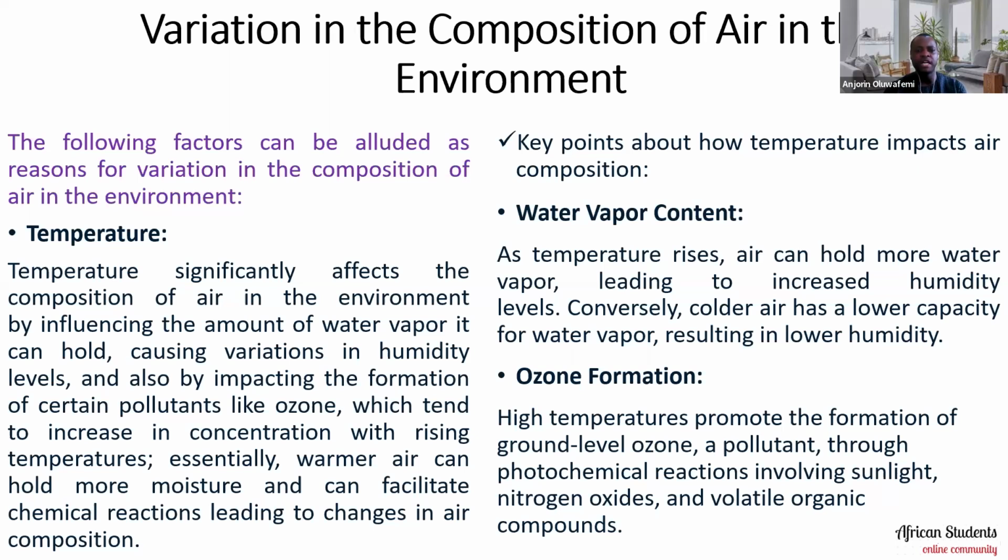So what happens is that when temperature rises, the humidity level will increase. The quantity of water vapor that air can hold on to also increases. It increases the water vapor, increases the humidity. It results in formation of pollutants like ozone, and it now has a bearing on the composition of air at times. Now, we are going to look at this closely, by looking at the different things that happen when temperature rises and how they have a bearing on the composition of air in the environment.